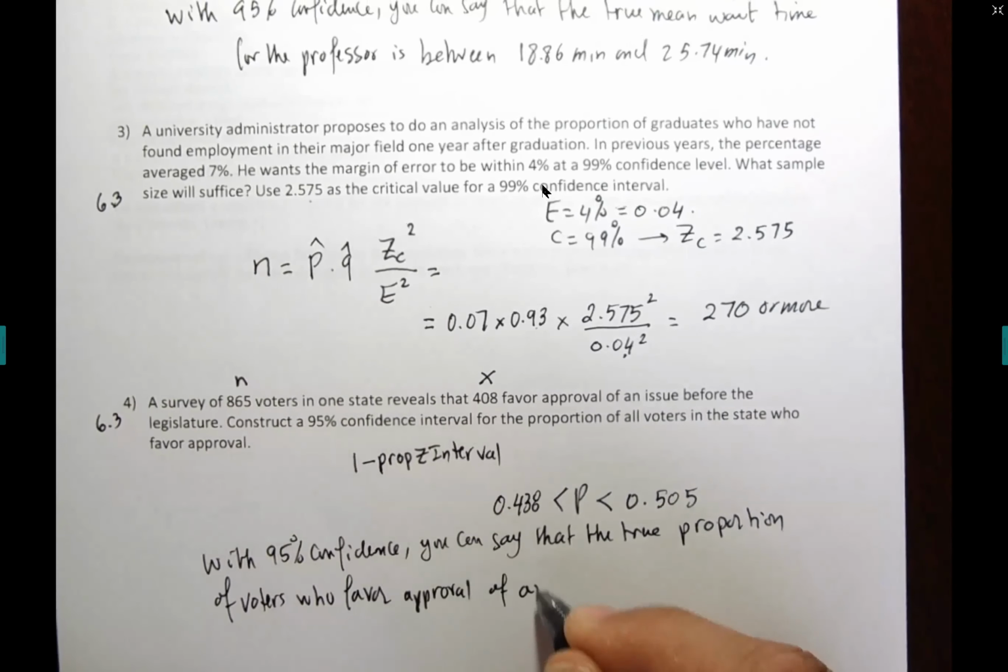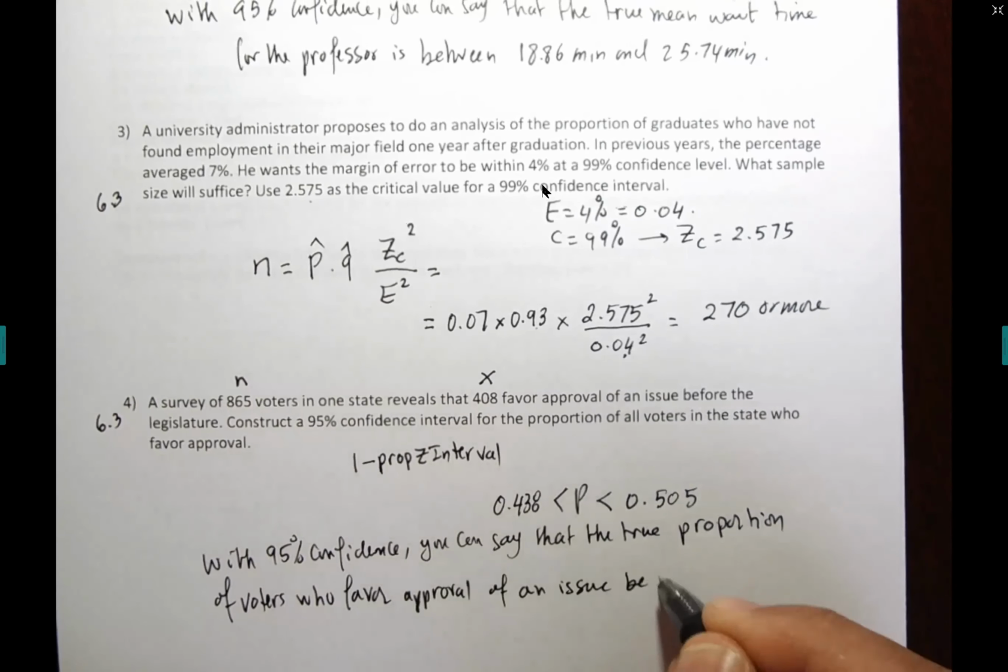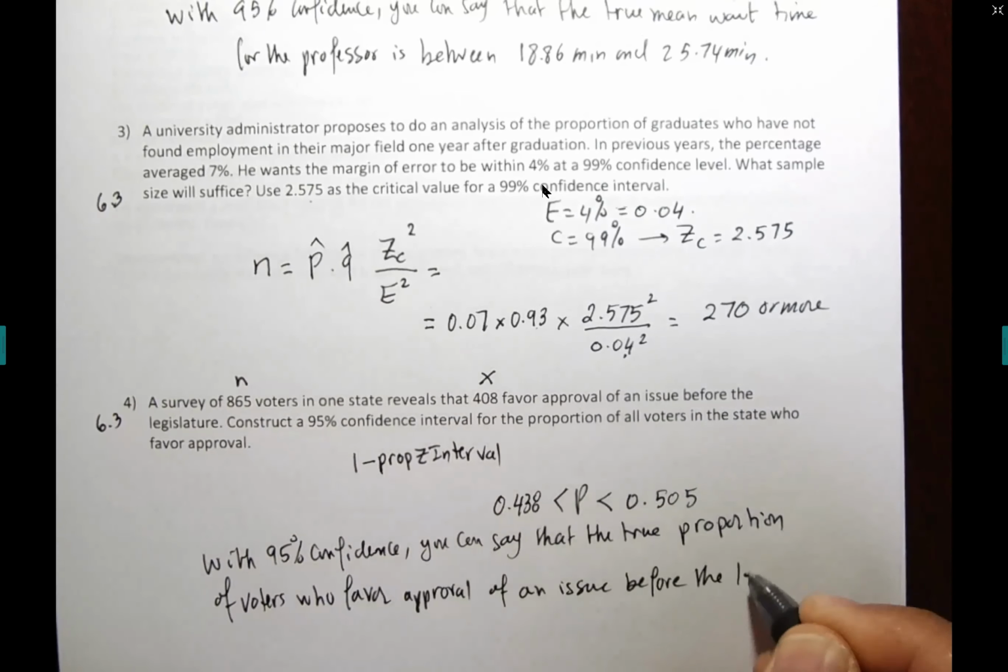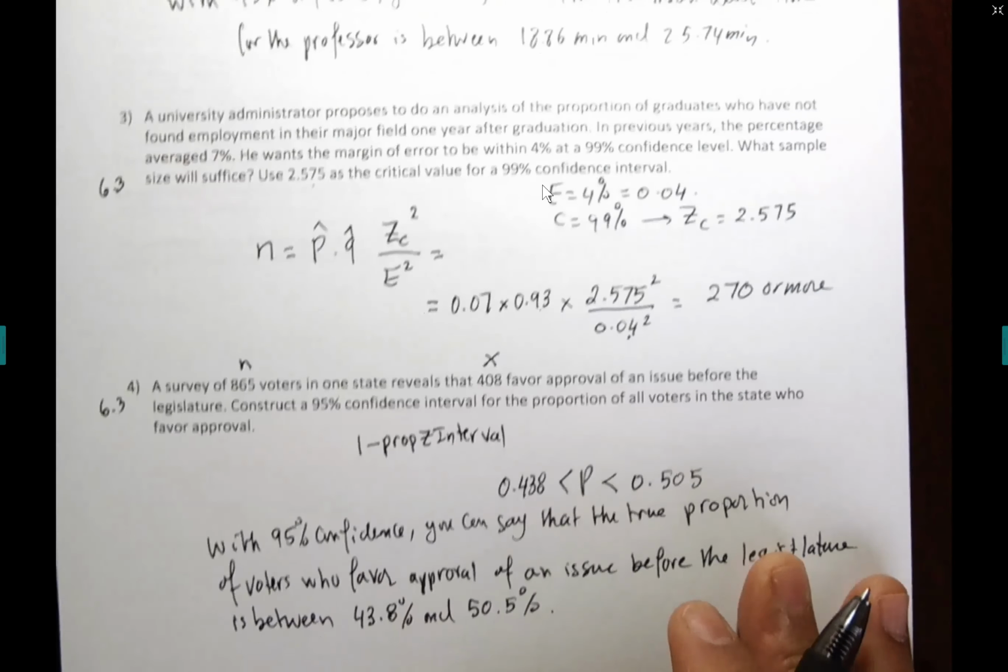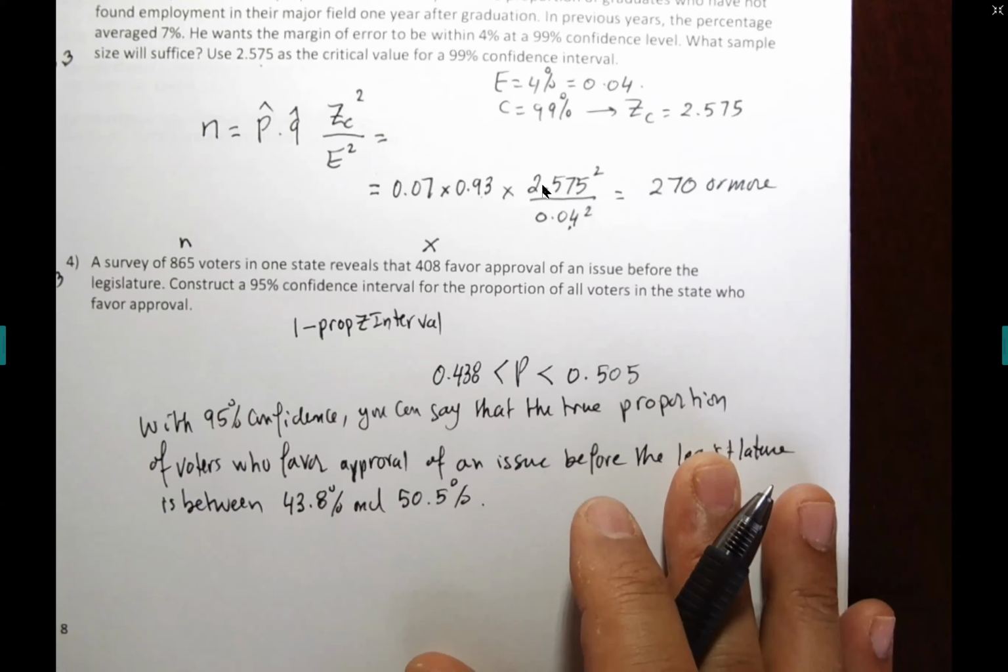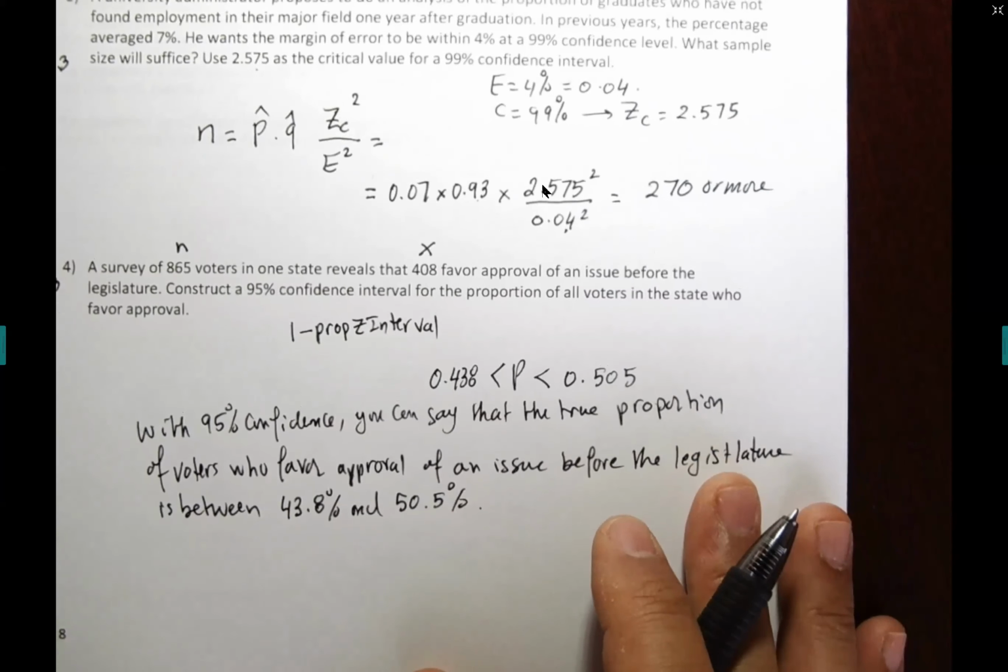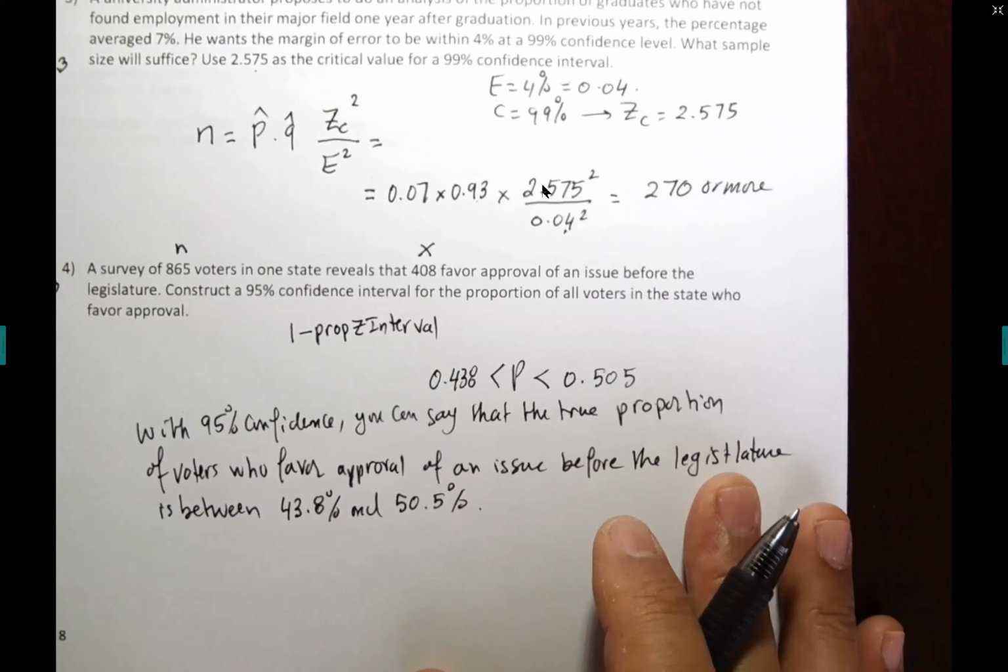of an issue before the legislature is between, you do it as a percent, it will be easier to understand, 43.8% and 50.5%. If I ask you guys, does this proportion of voters make a majority or is it a minority, what would you say?